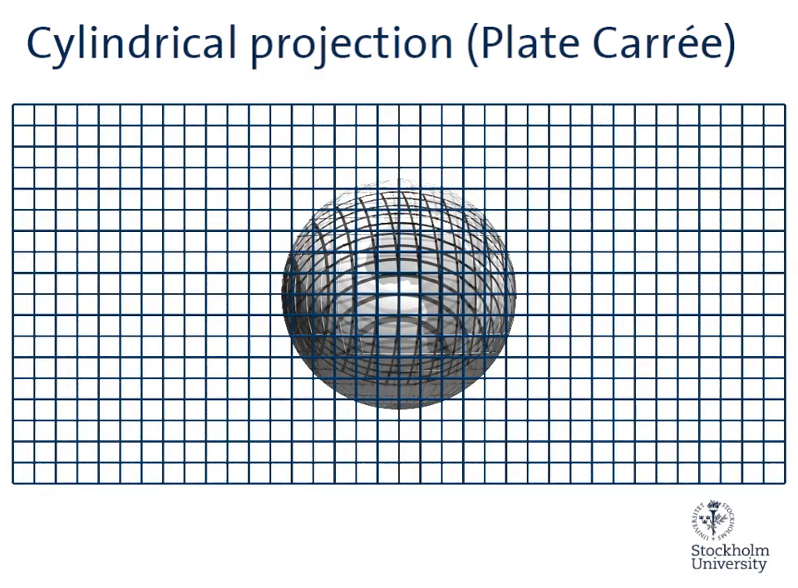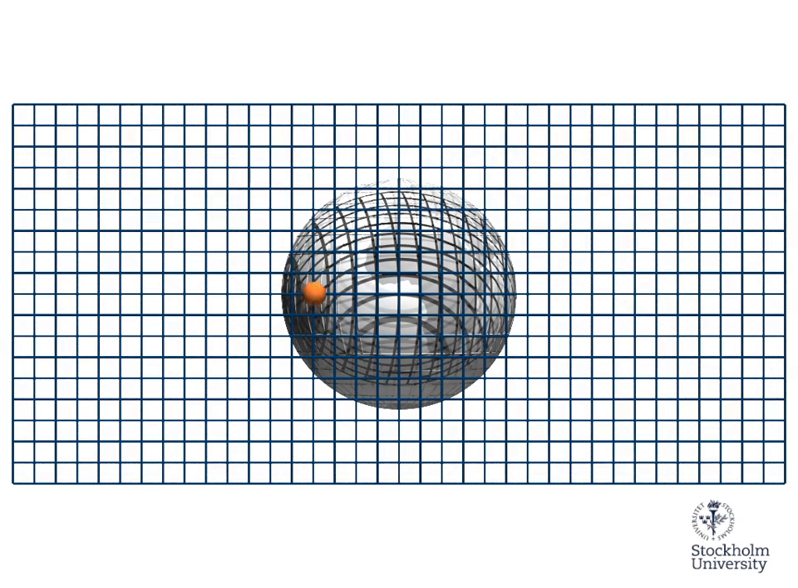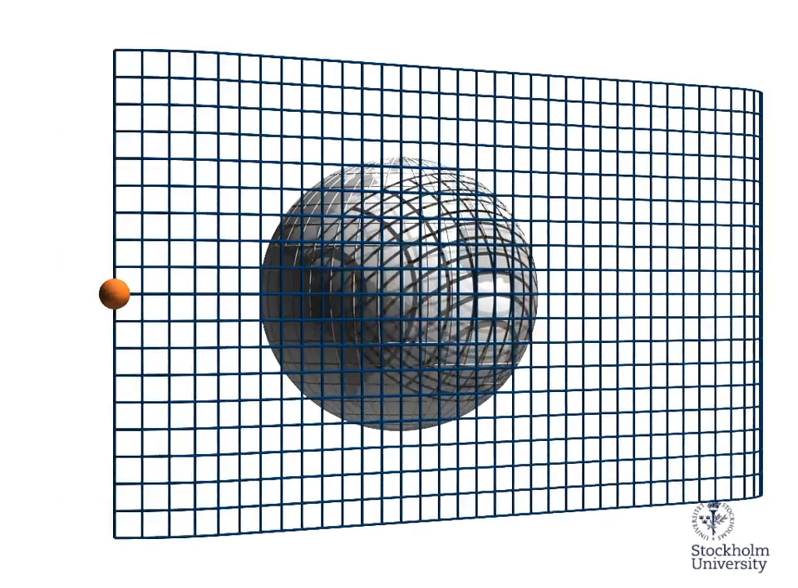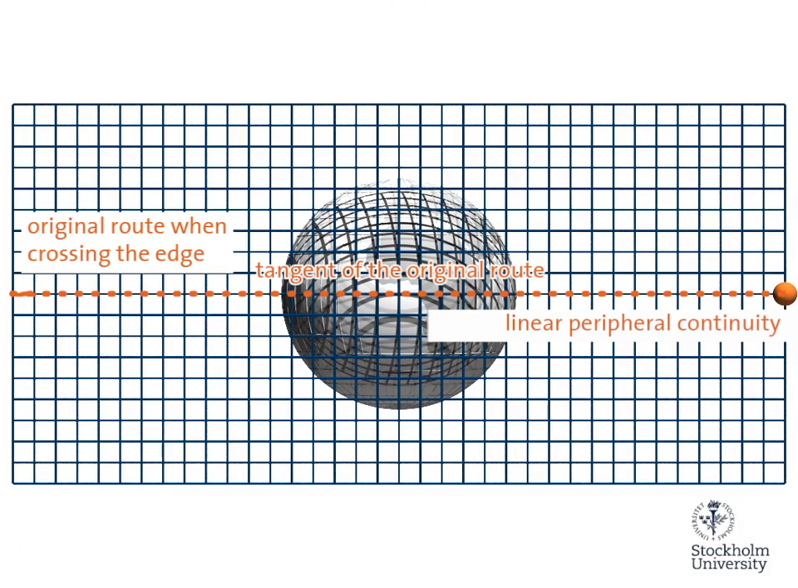Starting to look at the cylindrical projection, we investigate the peripheral continuation of a route following the equator. According to the hypothesis of linear peripheral continuity, persons should propose that continuity will be here, along the tangent of the original route. As we can see, this is also the actual peripheral continuity, therefore we call this a case of actual linear peripheral continuity.